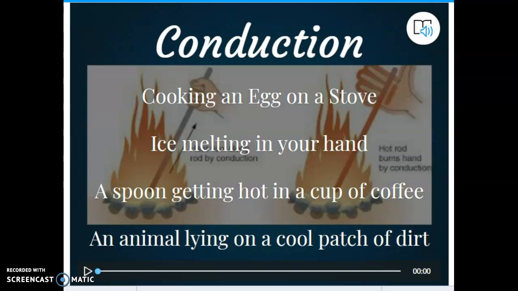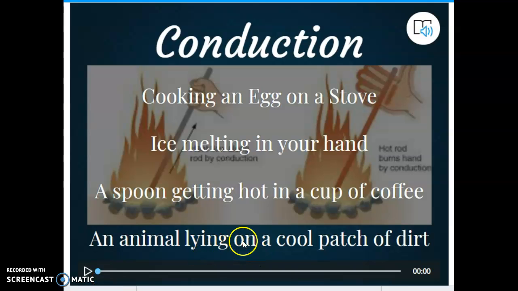Cooking an egg on a stove. Because the egg is touching the stove, you have conduction. Just like yesterday, same examples. Ice melting in your hand is conduction. The heat is moving from your hand to the ice. And when you have two things touching and there's a transfer of heat, we know it is conduction.